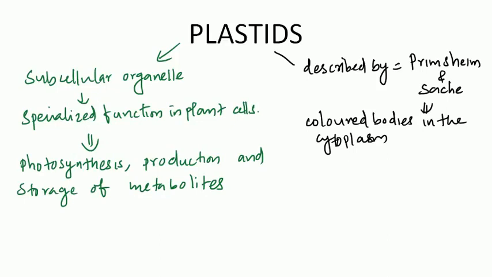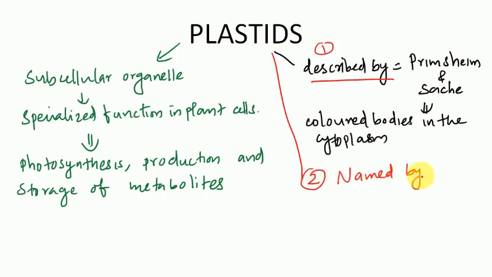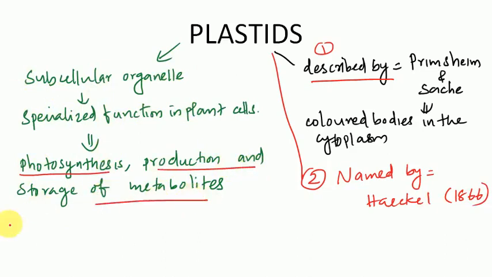Then who named plastid? Named by Haeckel in 1866. Plastids are subcellular organelles with specialized functions in plant cells: photosynthesis, production and storage of metabolites. Described by Primshim and Sack, named by Haeckel.